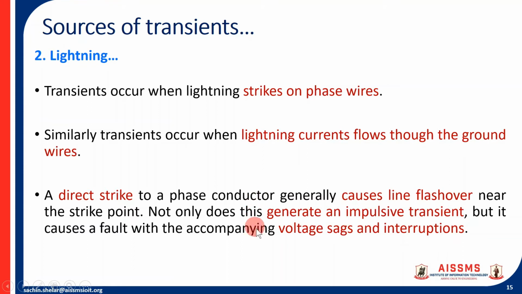So three power quality phenomena are happening here. It always starts with an impulsive transient, then voltage sag and interruption. Not necessarily that voltage sag or interruption will occur, but if it is a direct strike, there is a possibility of flashover, and flashover is there. That's why there could be triggering of the circuit breaker in the substation. Then voltage sag and interruption is going to occur.